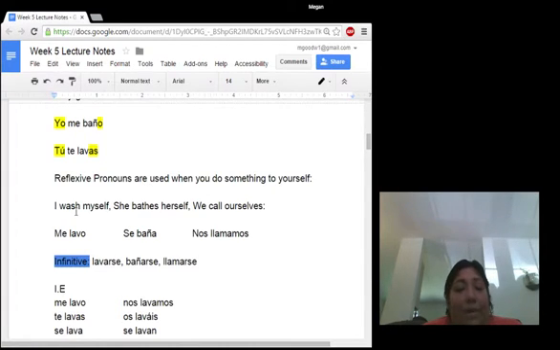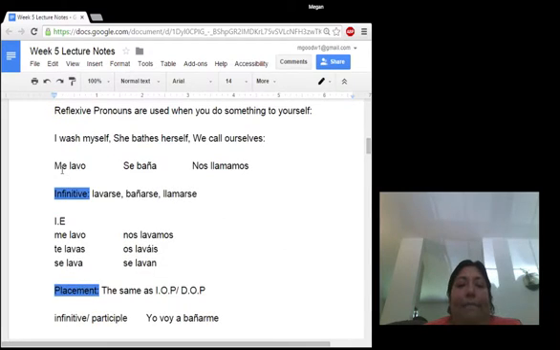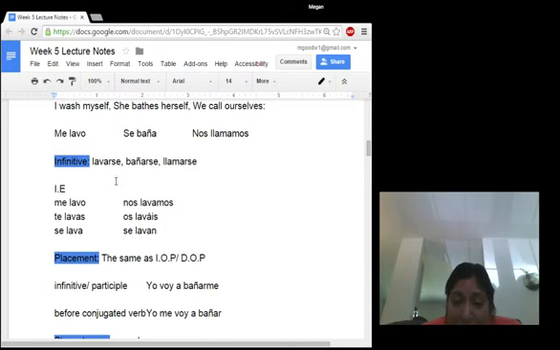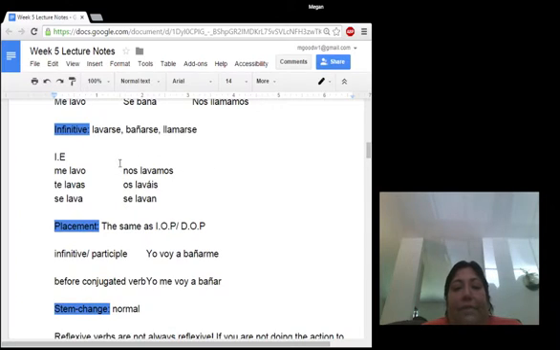For example, I wash myself. She bathes herself. We call ourselves. Here are some examples. Me lavo, se baña, y nos llamamos. The infinitive of a reflexive verb has the se at the end of it. So that tells you that it's a reflexive verb. And this is how you would conjugate a reflexive verb, for example, lavarse. Me lavo, te lavas, se lava. Nos lavamos, os laváis, se lavan.